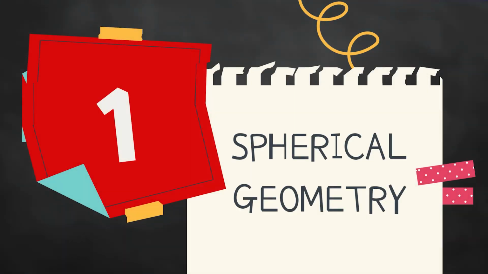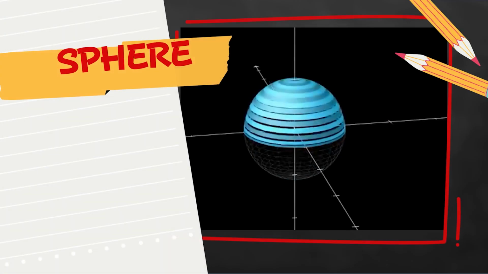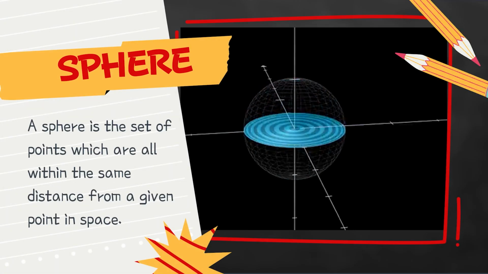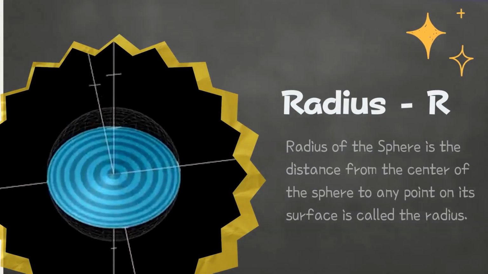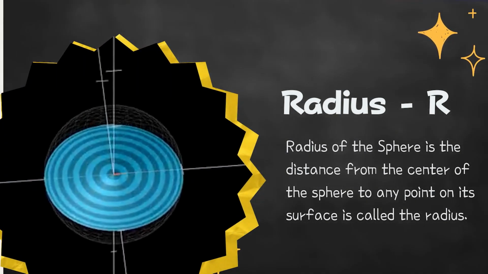First, let's define a few terms. A sphere is the set of points which are all at the same distance from a given point in space. The distance from the center of the sphere to any point on its surface is called the radius.